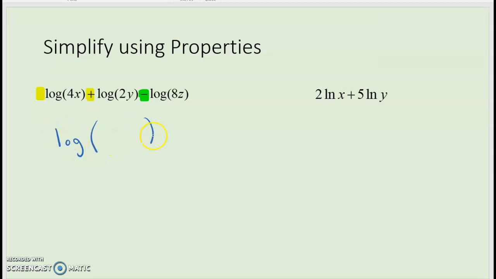So it'll be log, and we're going to take all the positive ones and put them in the numerator, 4x times 2y, and all the negative ones in the denominator, 8z. So it looks like we'll have 8xy over 8z. I'm just going to go ahead and combine that and say it's the log of xy over z, since 8 over 8 would divide out.